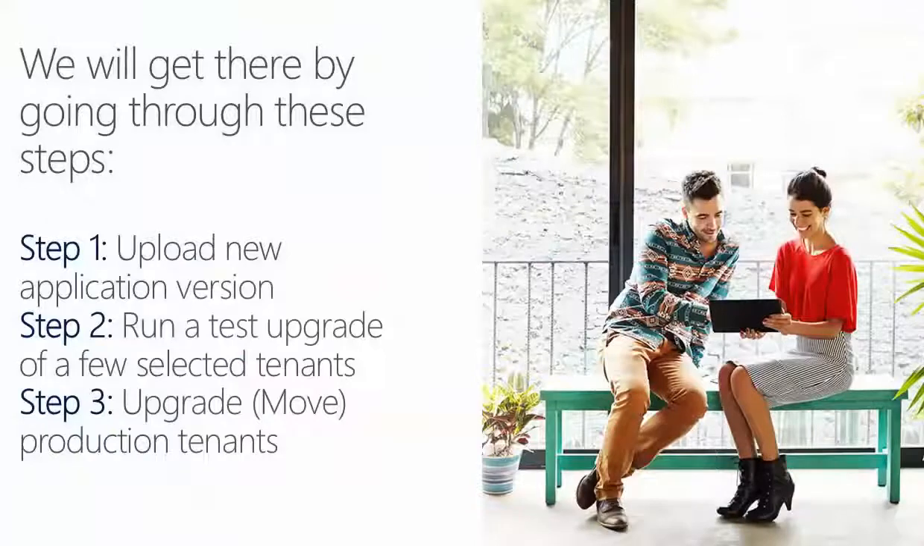We will get there by going through these simple steps. Step 1. You will upload new application version into the Management Portal. Step 2. You will run a test upgrade on a few copies of selected tenants. Step 3. You will perform the actual upgrade of your production tenants to the new application. Please note that the process of upgrading to a new platform is exactly the same.